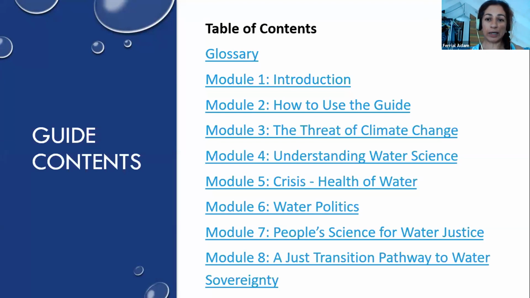In terms of the guide's contents, it's written as simply as possible. And watching John's presentation, there are some very similar elements in this guide. We have a glossary that defines certain terms like just transition and people science. It provides an introduction of why this guide is useful, who should use it, how they should use it, and how to use the guide.